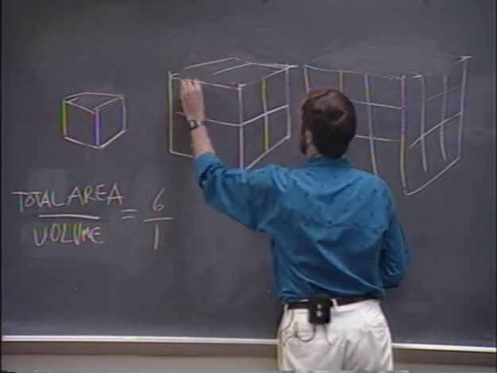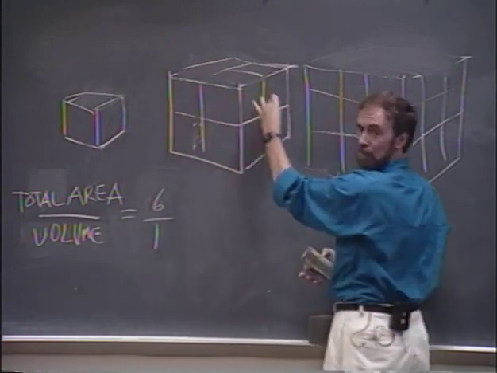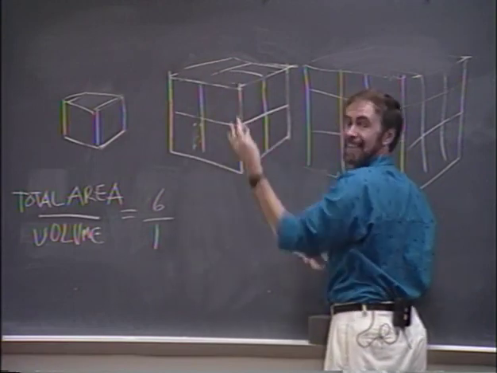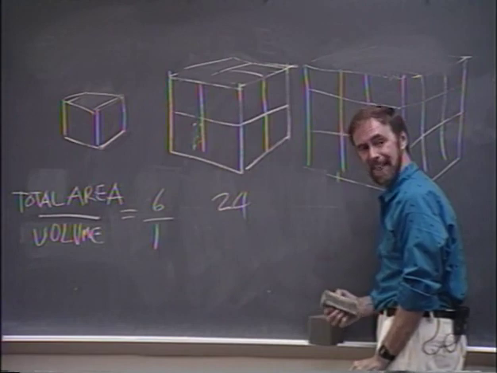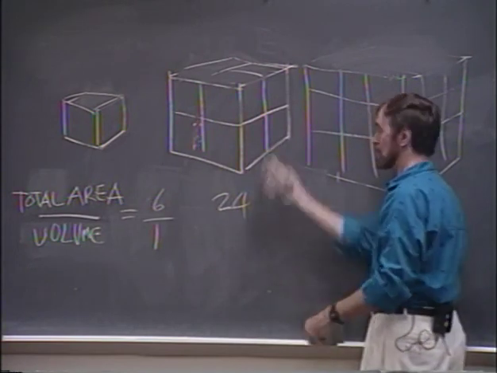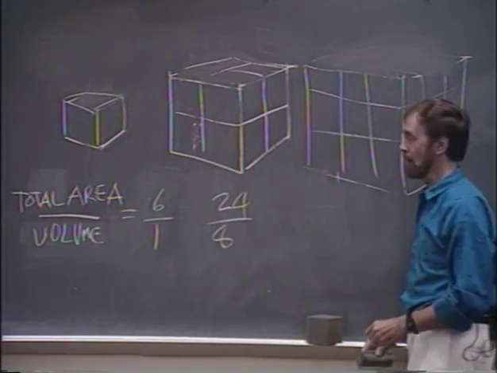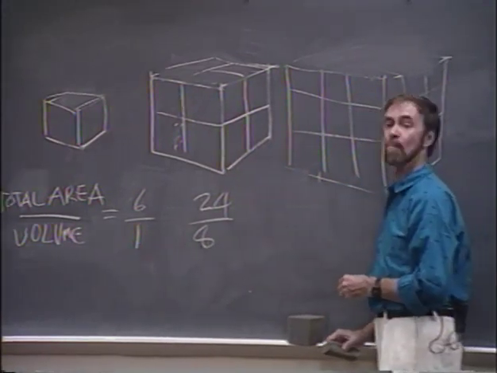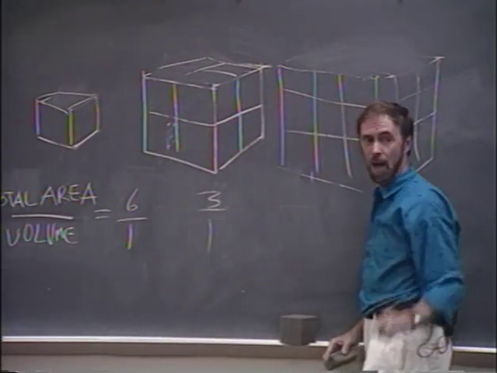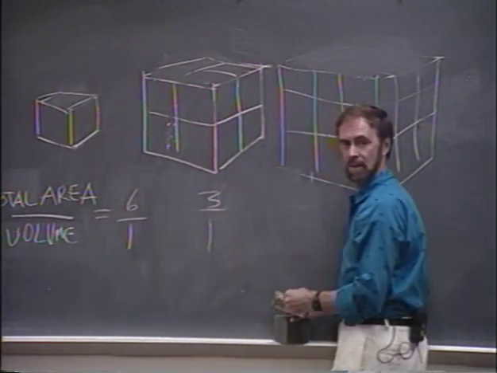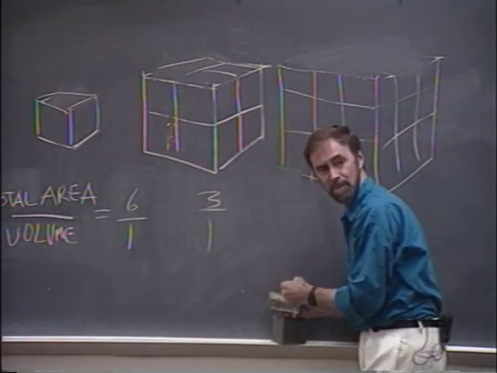Over here, I've made my thing twice the size. So my area now is going to be what? It's going to be 4 on any side times 6 is 24. When I double it up, I've got a total area of 24 square units. Do you see that? Counting all the sides, yeah? What's the volume? 8. What's my ratio of area to volume? 3 to 1. My ratio for the small thing was 6 to 1. A lot more area compared to volume over here. Less area compared to volume.